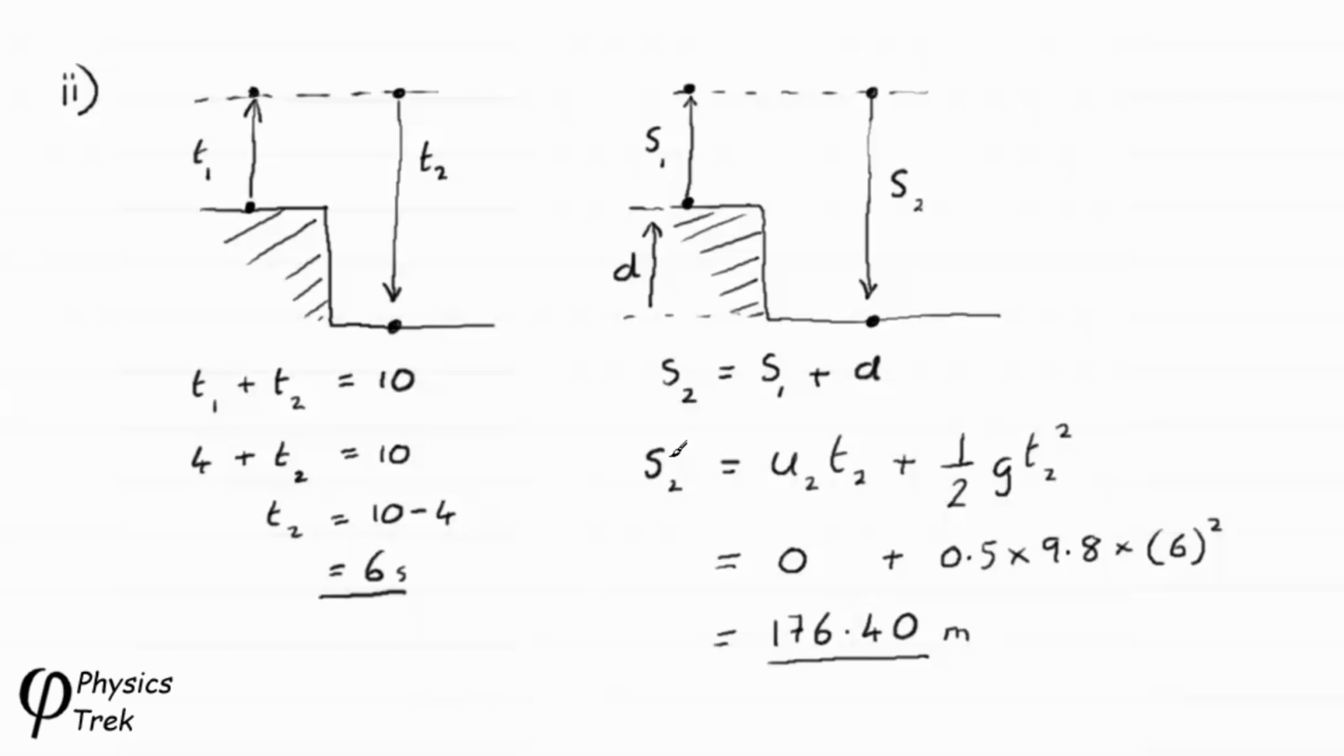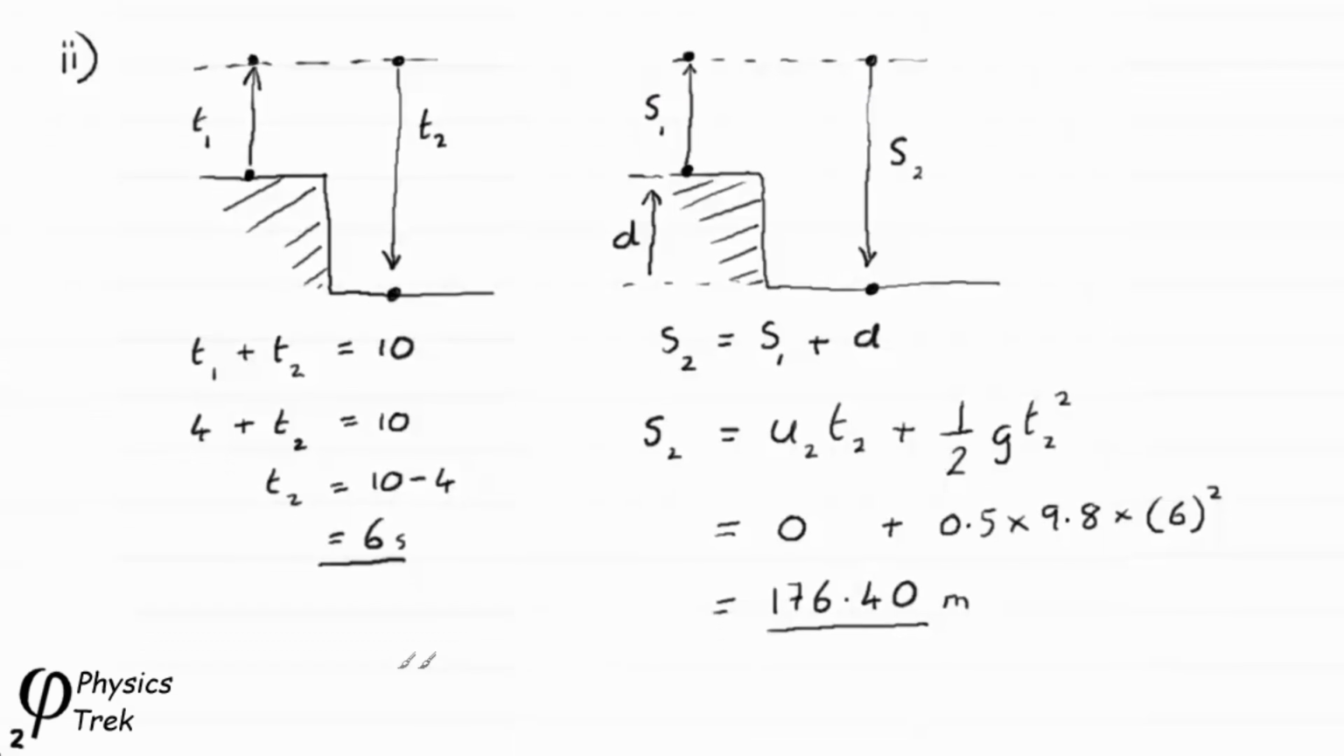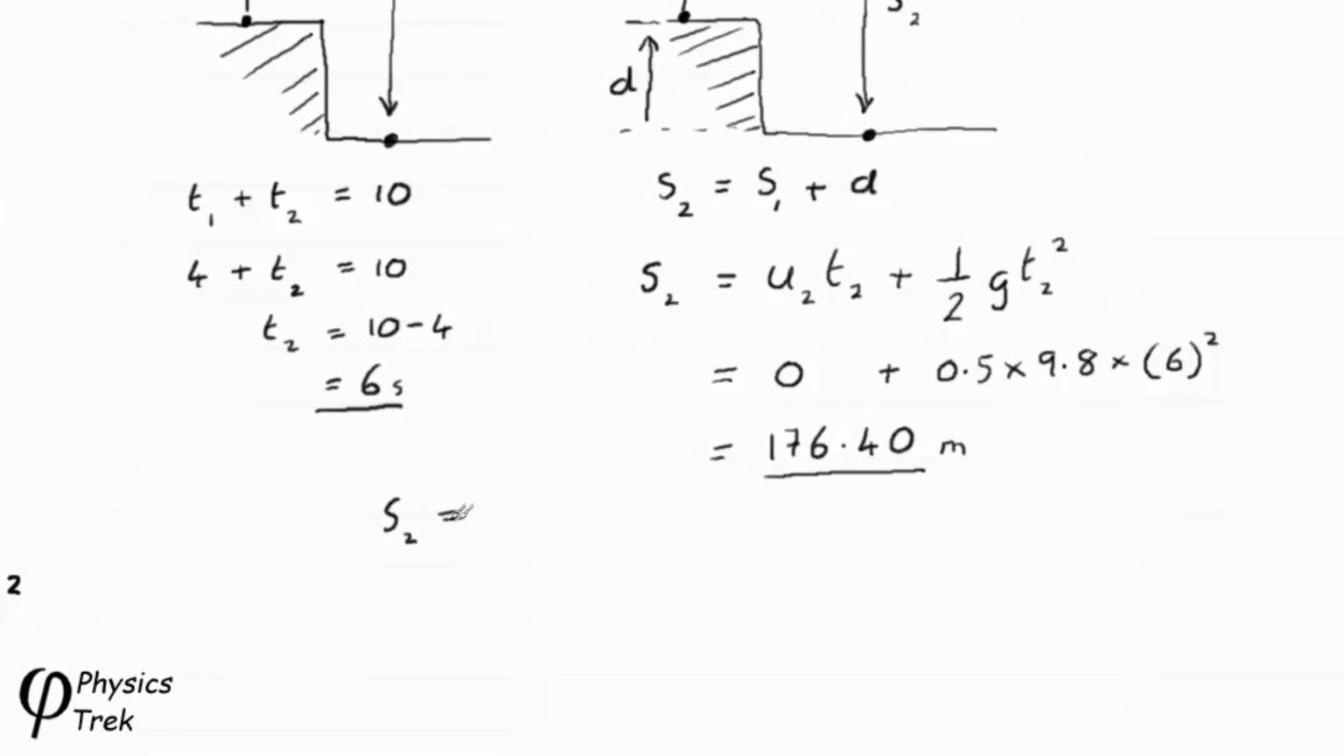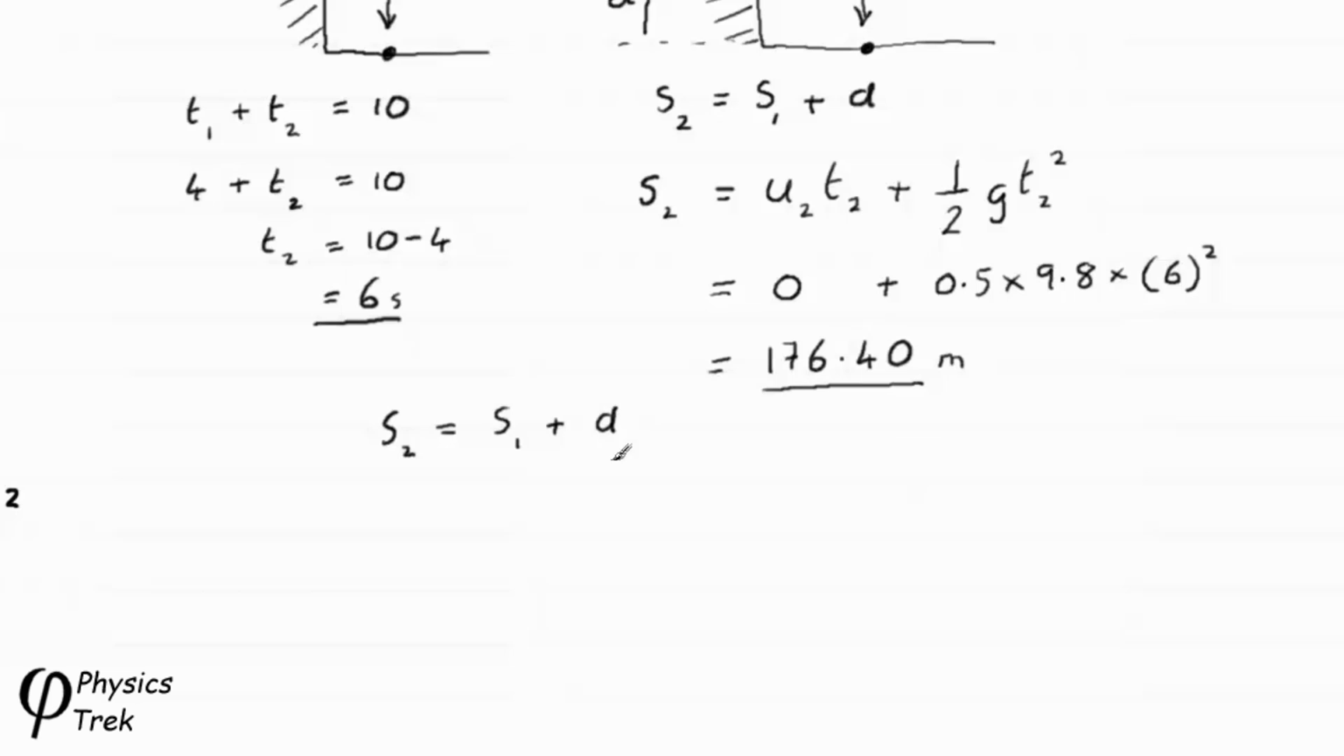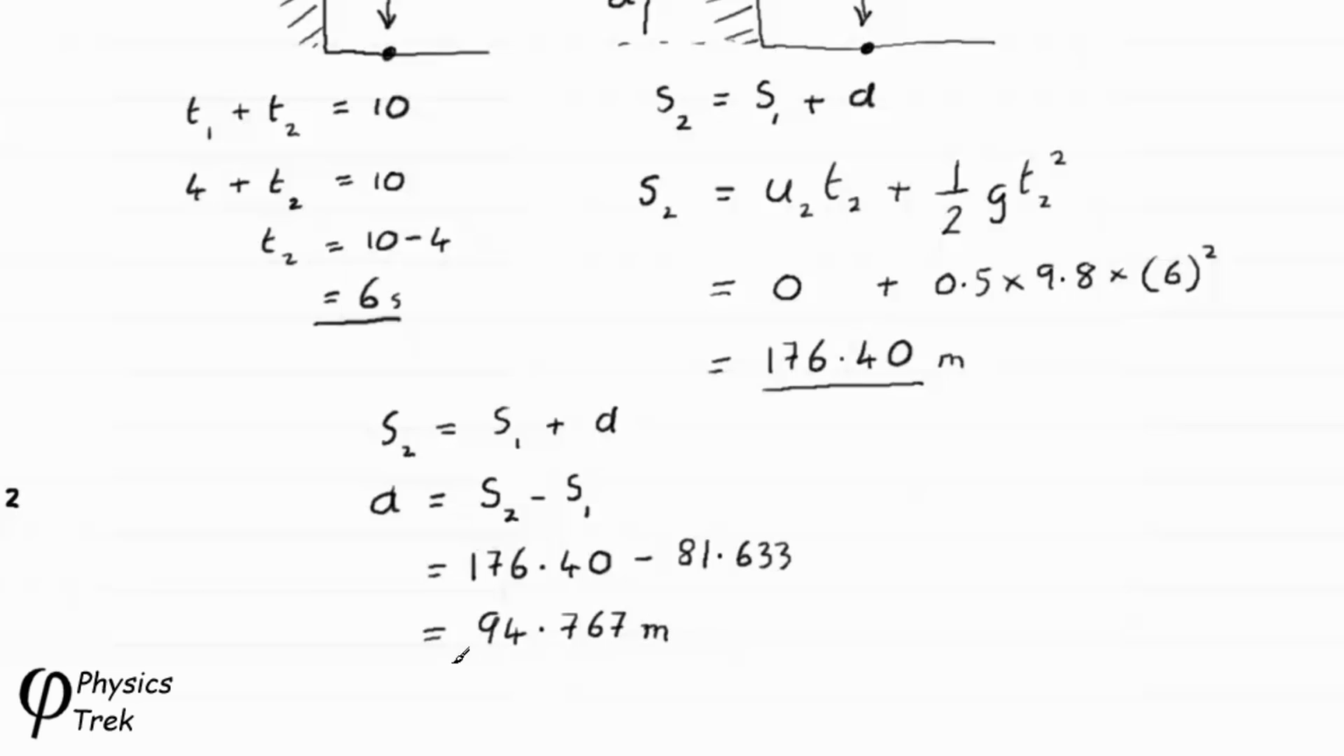Going back to our equation for S2 in terms of S1 and D, S2 equals S1 plus D. Changing the equation around and taking S1 to the other side and changing its sign, we have D equals S2 minus S1. Putting the numbers in, D equals 176.40 minus 81.633, which equals 94.767 meters.